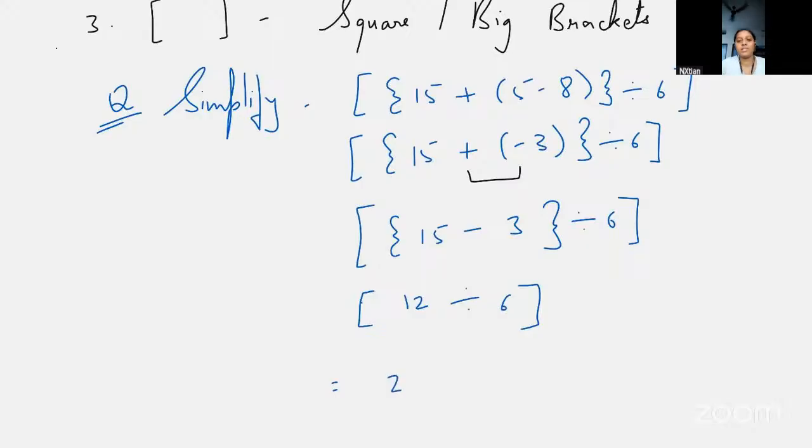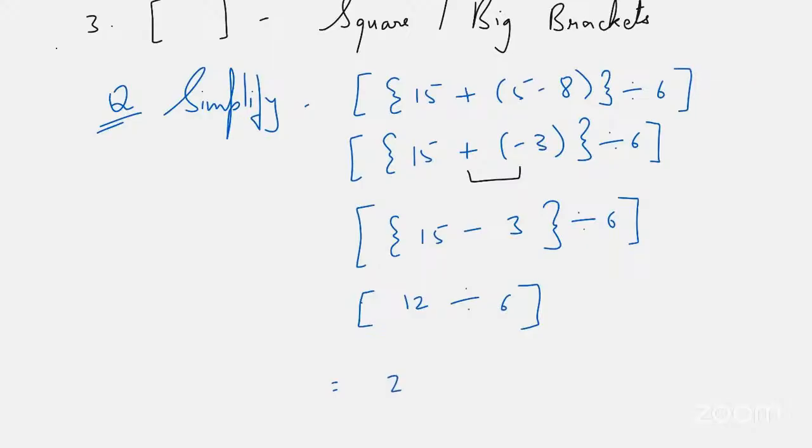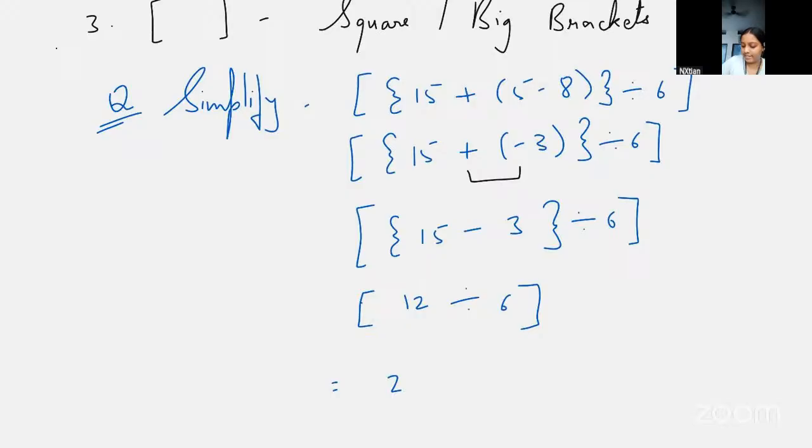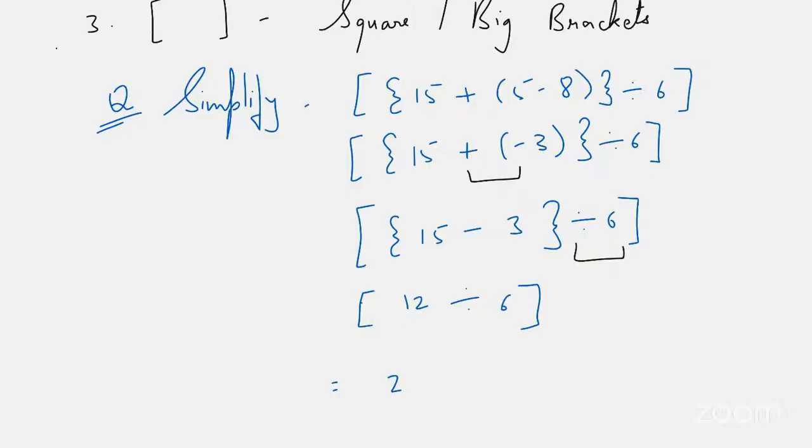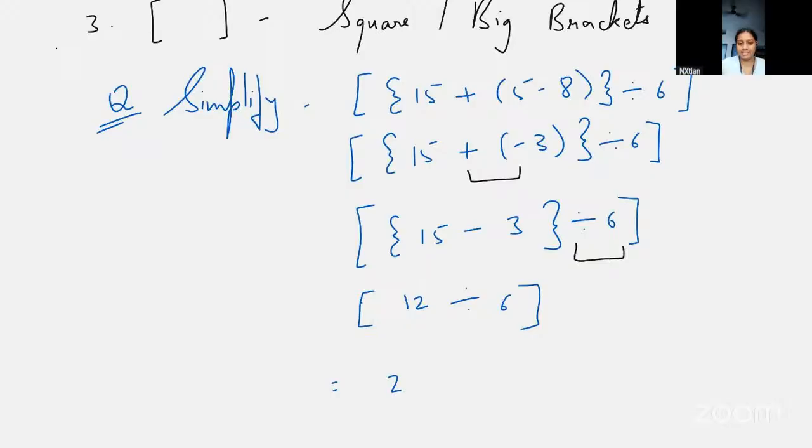Okay. So Miss, this is how. Is it 12 divided by 6 or 12 minus 6? No, look, here it is divide sign. Oh, okay. So 12 divided by 6 is 2. So when you keep solving the brackets, you keep removing them. First, we start with small bracket. We solve small bracket. Then we solve medium bracket. Then we solve the big bracket.